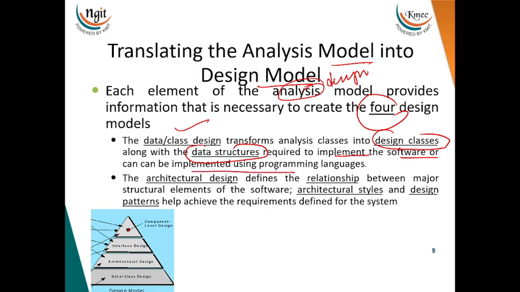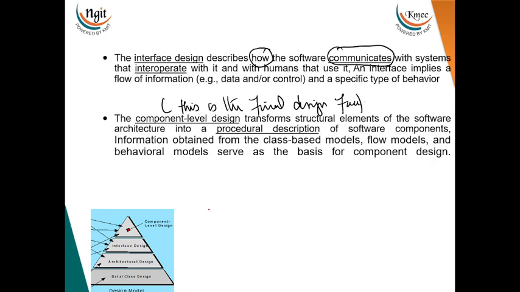What are the programming languages? Architecture defines the relationship between major structural elements. Software architecture styles and design patterns also help with this. Then we have interface design: how software communicates with other components or with the human interface. Component level transfers structural elements to the software architecture.